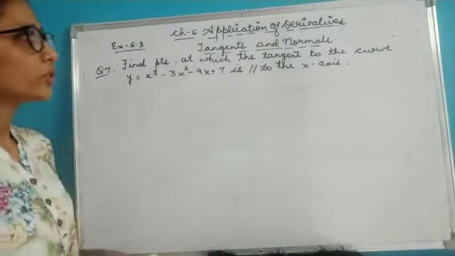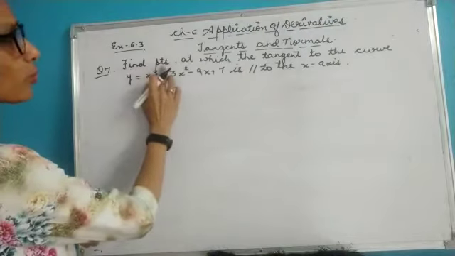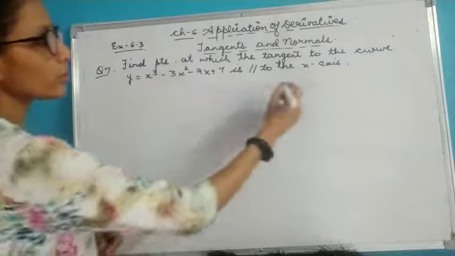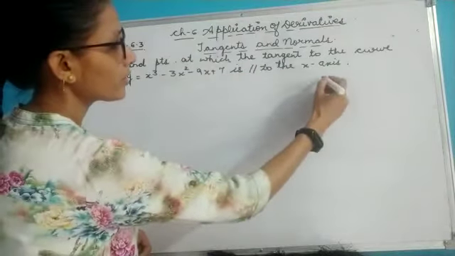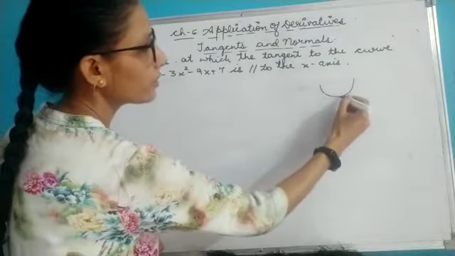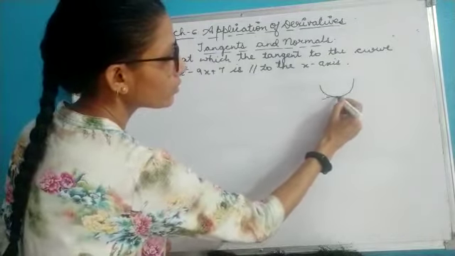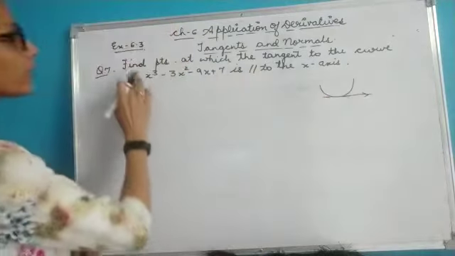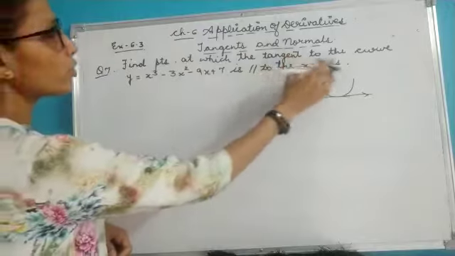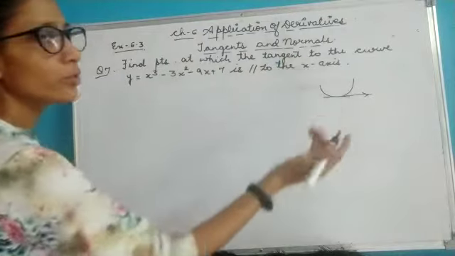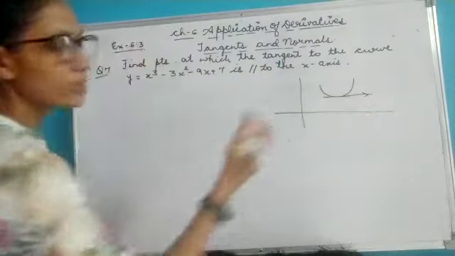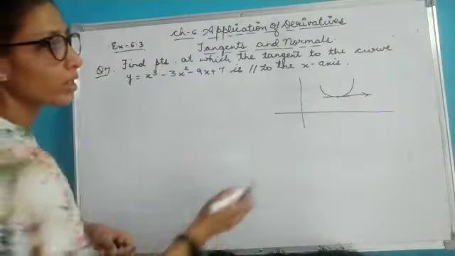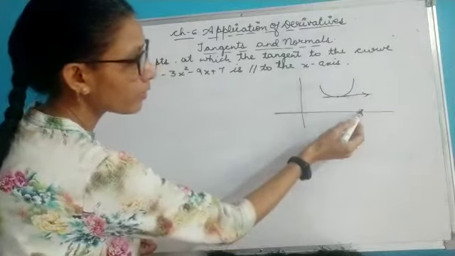Let's see this question, children. It is given, find points at which the tangent to the curve, the equation of curve is given as this. So let's suppose this is my curve and this is my tangent. Find points at which the tangent to the curve is parallel to the x-axis. Children, let's suppose this is my axis. You need to find out all those points where this tangent is parallel to the x-axis.